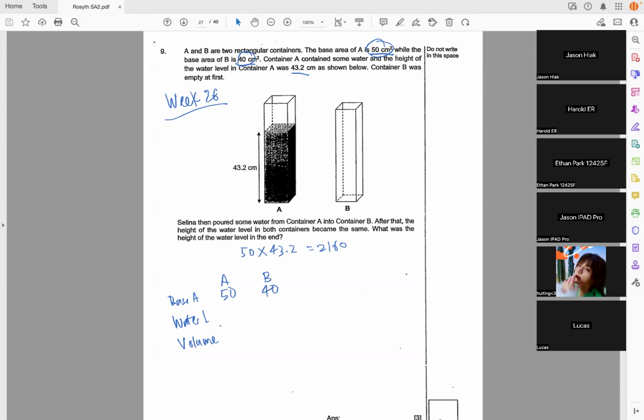Okay. Water level will be the water level they want you to achieve in the end. The question says that the water level has to be the same. So we can put 1, 1. You want to put 2, 2 is fine. You put 3, 3 is fine. You will still get an answer, but your working will be more complicated. So for simplicity, just put 1, 1. Okay, then next you multiply. 50 times 1, 50. 40 times 1, 40.